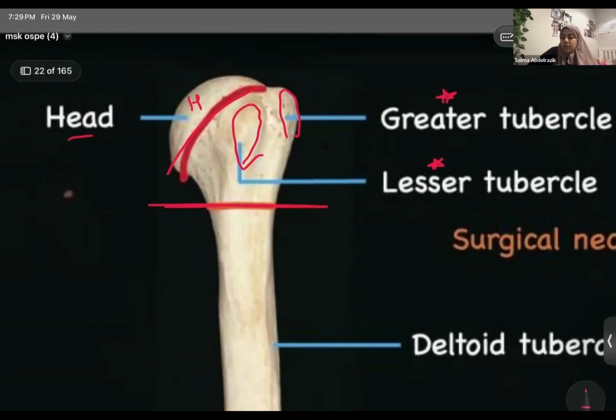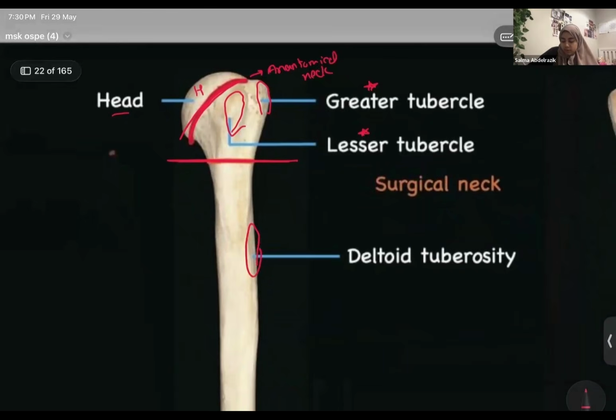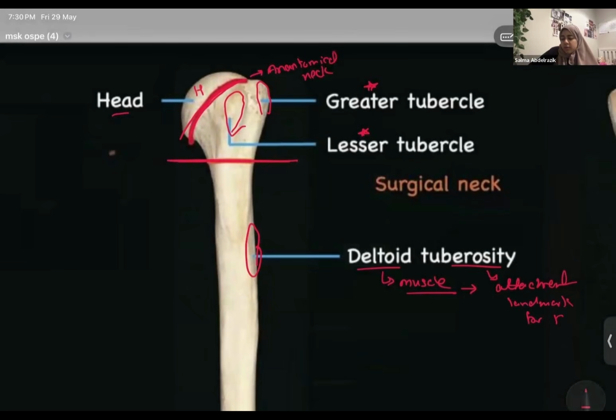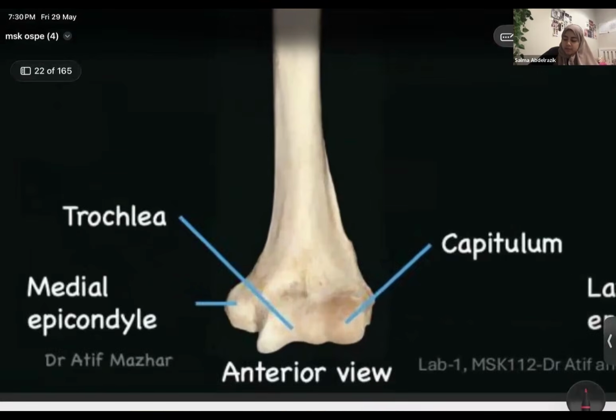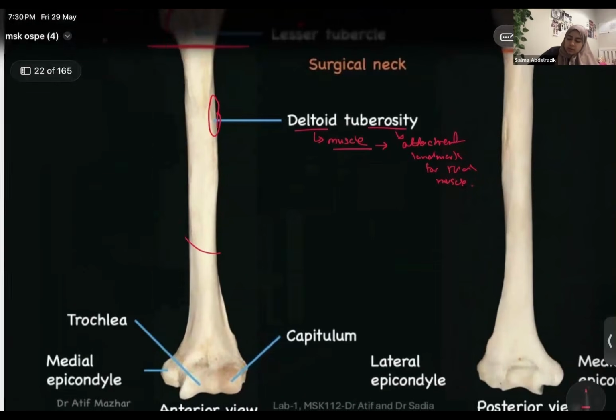Then this is the surgical neck of the humerus. And somewhere over here, this red line is the anatomical neck. And you have the deltoid tuberosity. Deltoid is a muscle. We'll talk about it later on. And tuberosity is basically an attachment landmark for that muscle. Cool? Cool. That's going to go down.